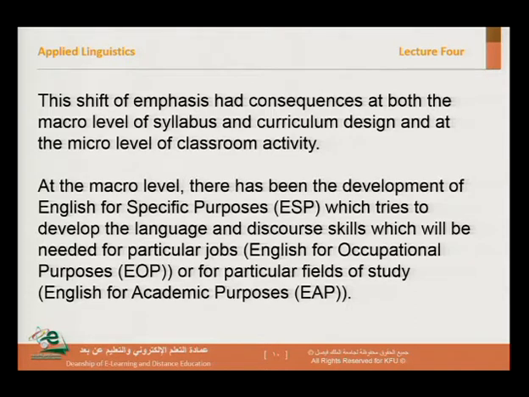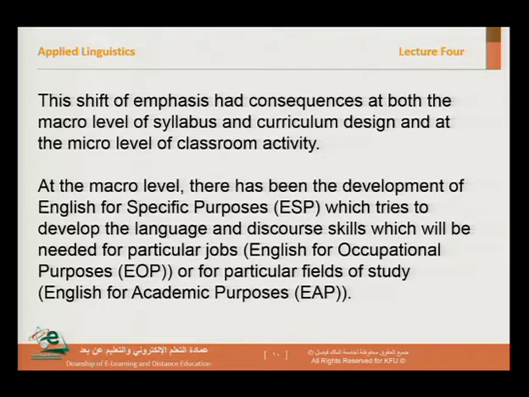I'm also here preparing you to be proficient in your language. For example, let's say that you are going to work in Aramco company. There is a course, English for occupational purposes, to prepare you which language that you should use in order to survive in that context. You need to survive. That was actually survival.